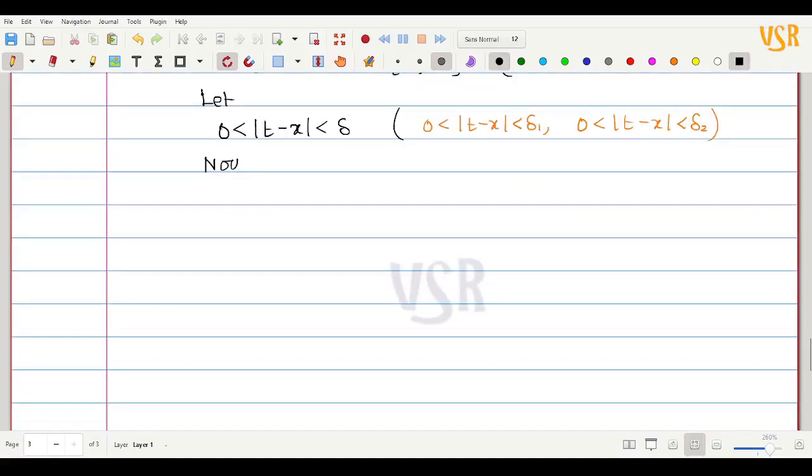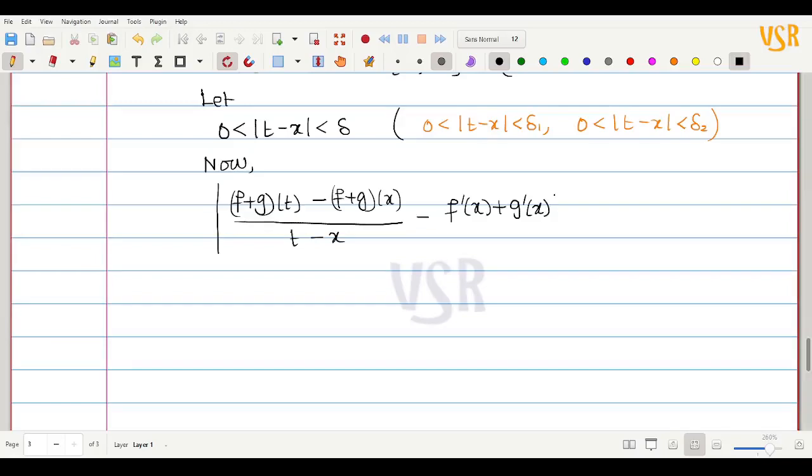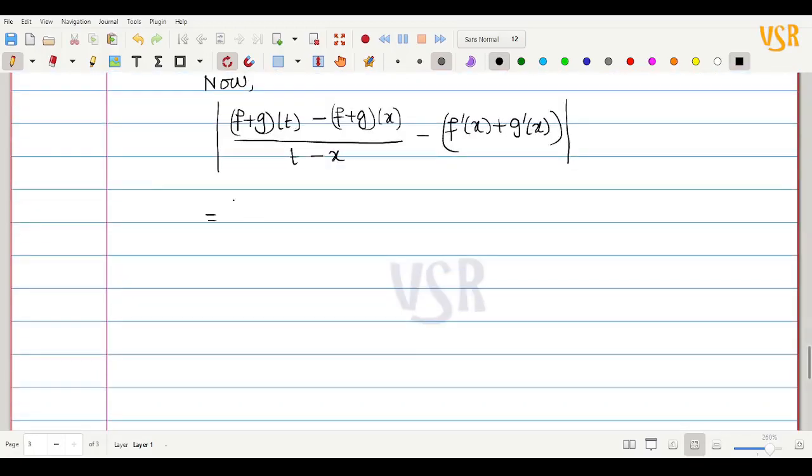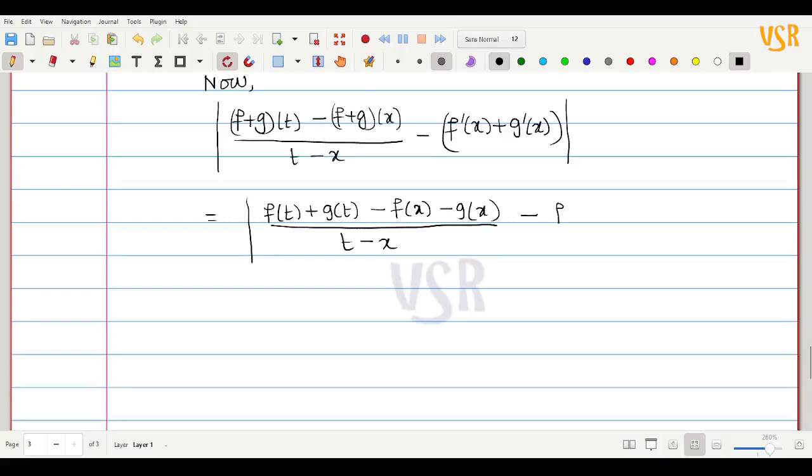Now what we are going to have is the modulus of f plus g at the point t, minus f plus g at the point x, divided by t minus x, minus what I call f dash at x plus g dash at x. I am going to calculate its value and make it less than epsilon. Now let us express this. This is f of t plus g of t, minus f of x, minus g of x, divided by t minus x, minus f dash at x minus g dash at x.